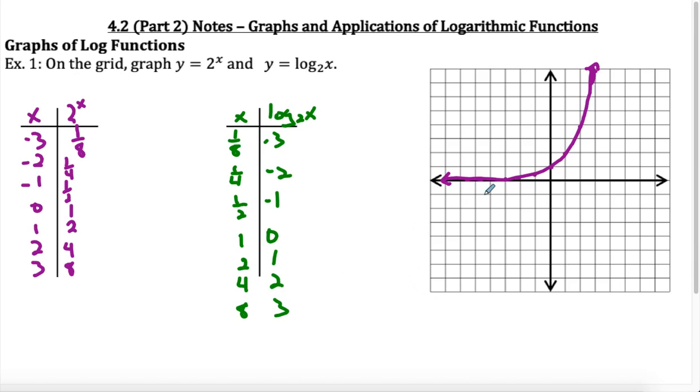So if I were to plot these, let's see, 1/8, -3, 1/4, -2, 1/2, -1, 1, 0, 2, 1, 4, 2, and 8, 3, we get a graph that looks like this.